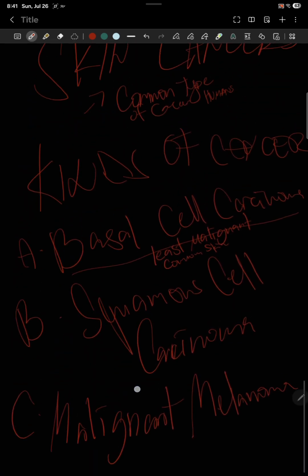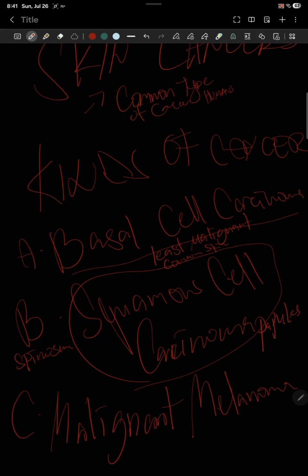So next is squamous cell carcinoma, which arises from the cells of the stratum spinosum. The lesions appear as scaly reddened papules, then small rounded swellings that gradually form shallow ulcers with raised borders.